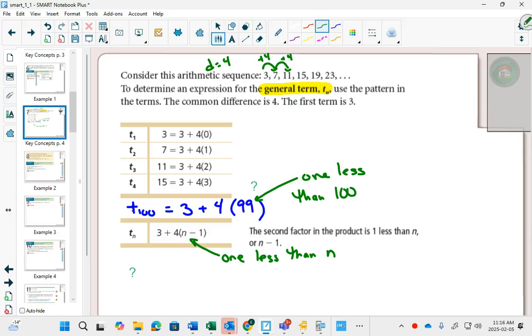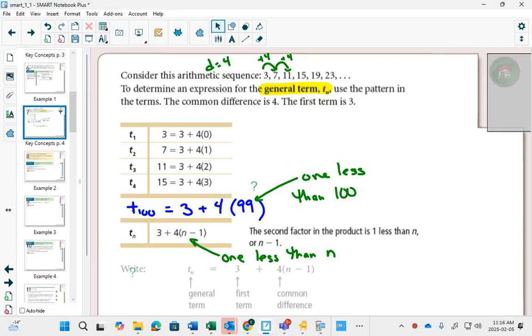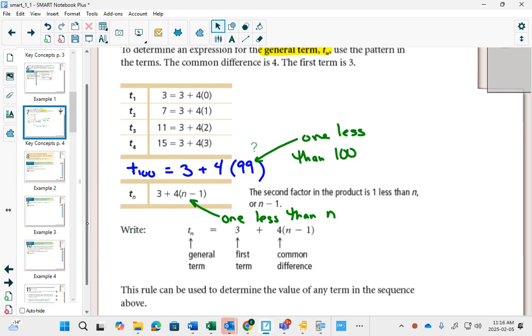If you're finding any term, that's what term n says, a general one. Again, we're starting with term 1, and then we have our common difference 1 less than n. So they're pointing things out in your notes. The general term is always the first term plus the common difference, and then it's 1 less. We put that arrow for this one too. That's 1 less than n.